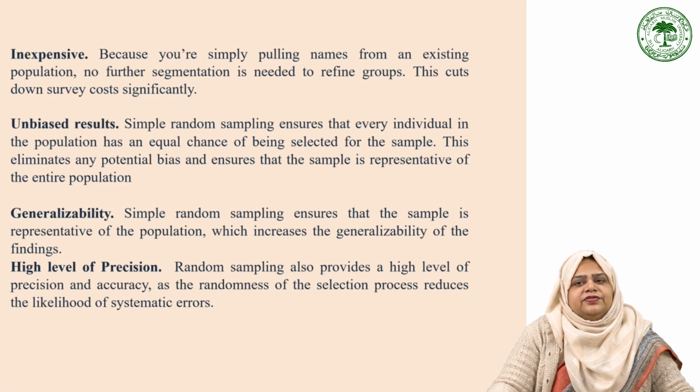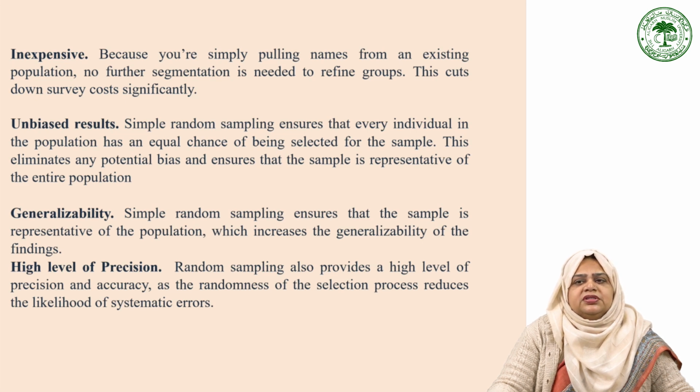Another advantage of simple random sampling is that it minimizes bias. Since each individual in the population has an equal chance of being selected, there is no favoritism or prejudice involved in the selection process. This reduces the potential for biased results and ensures that the sample is truly representative of the population.